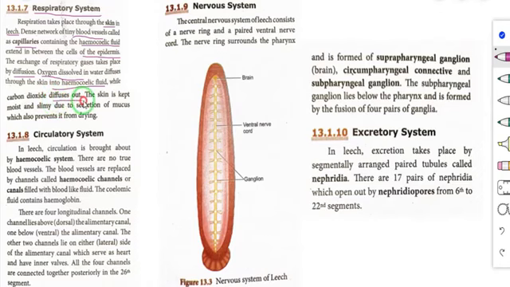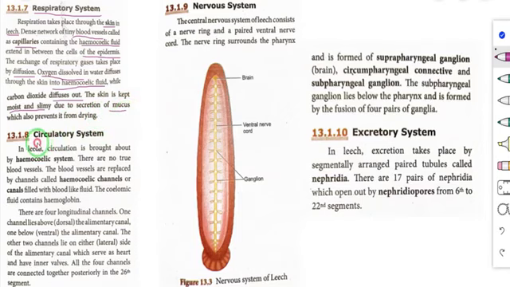Only the oxygen is essential. So oxygen enters inside, and the carbon dioxide diffuses outside. The skin is kept moist and slimy due to the secretion of mucus, which also prevents it from drying. The body surface, the skin, is always moist and slimy. Why is it moist and slimy? Because it secretes mucus. That secretion prevents the outer surface from drying.